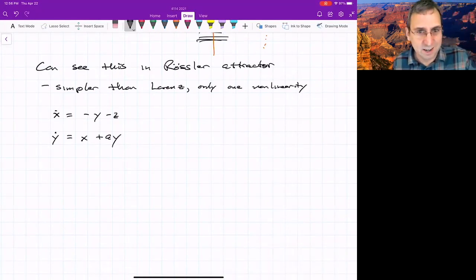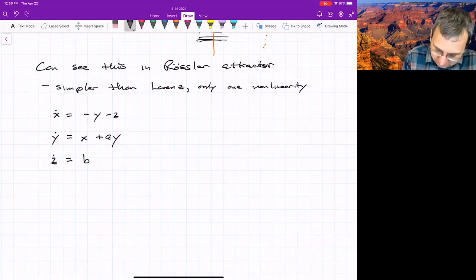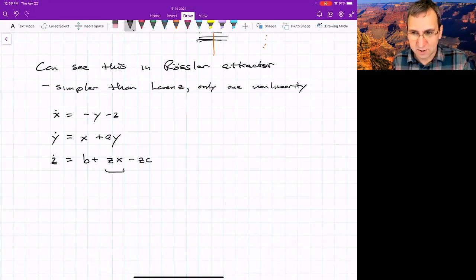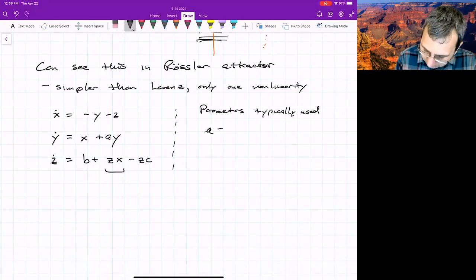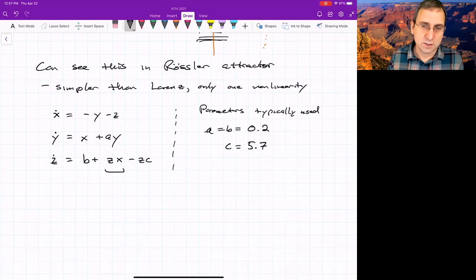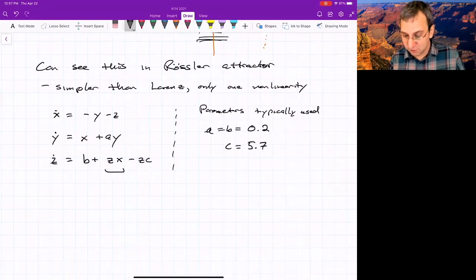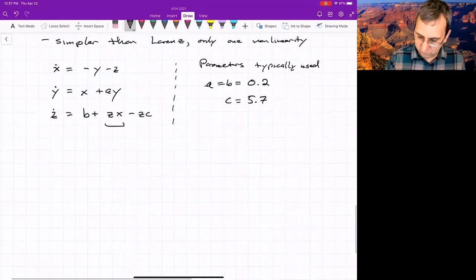And so far, everything's linear. Then z dot is b plus zx minus zc. So this is the only nonlinearity, the zx term. The typical parameters that are used, a, b, and c: a equals b equals 0.2, and c equals 5.7. And just like with other systems, as you change some parameter, you'll see a bifurcation structure. So these sets of parameters are in that part that does give rise to chaos.